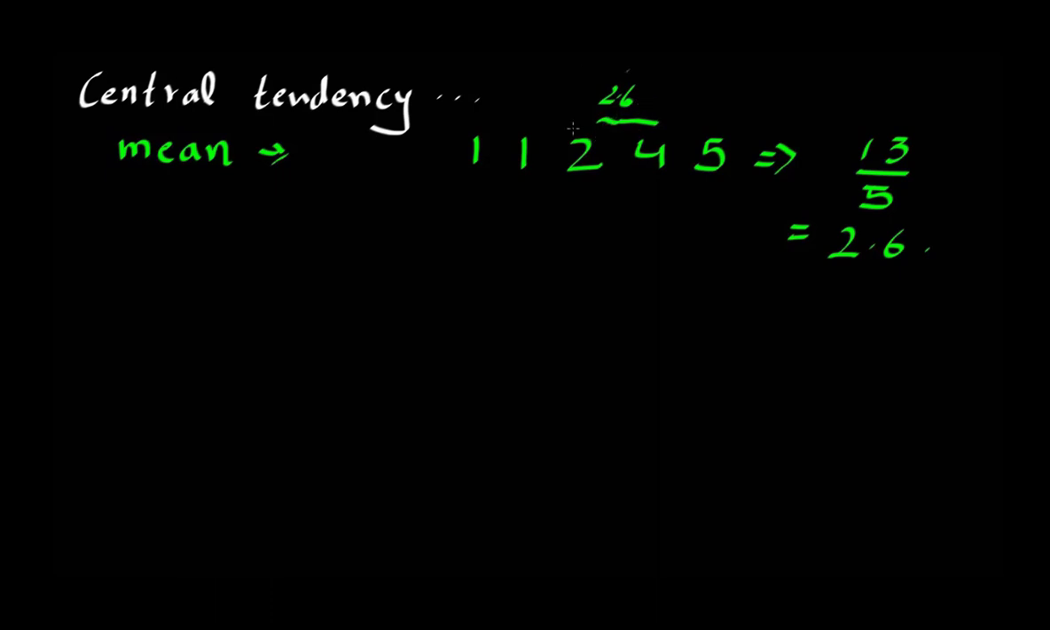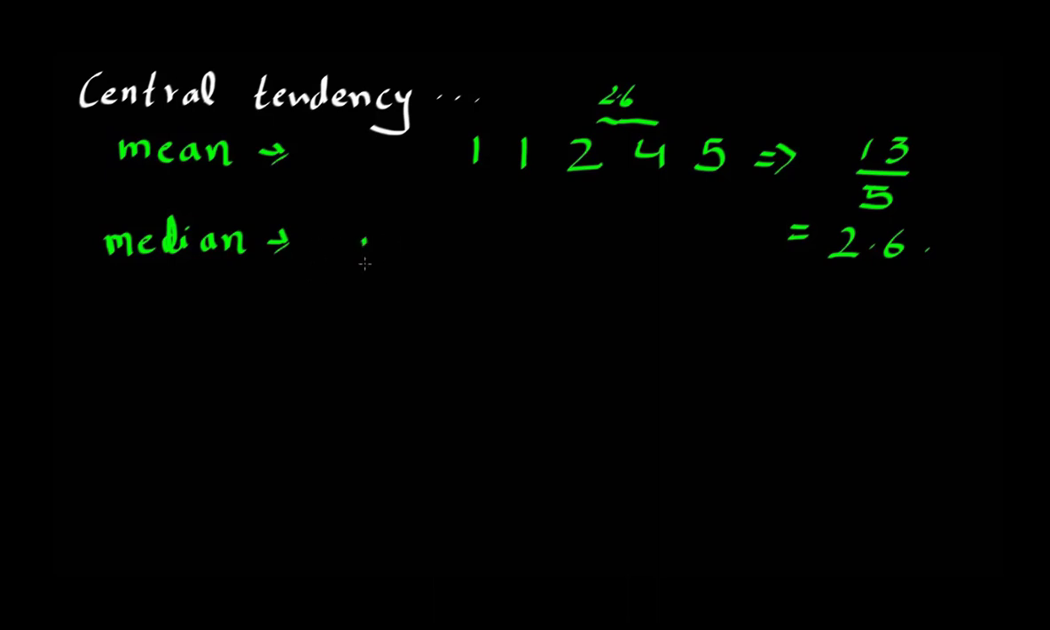Now I can say that 2.6 lies somewhere here, right? So I can say this 2.6 is the central element, or most of my elements are closer to this element. So this can be called the measure of central tendency, where this 2.6 is the representative of most elements. Now let's see median. Median is the element that is the central element. Okay, let's see an example.